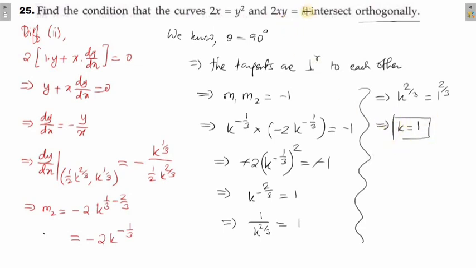So that means whenever k is equals to 1, then we say that these two curves intersect orthogonally. Okay, so therefore the required condition is k equals to 1. So whenever the value of k is 1, then these two curves intersect orthogonally with each other. Okay, so pause the video and note down your solution.